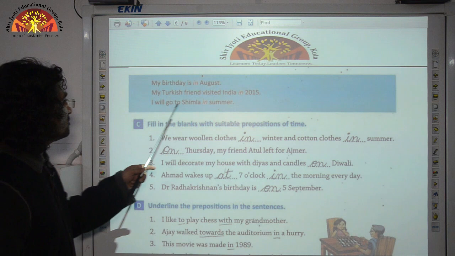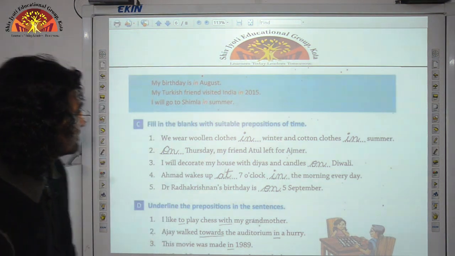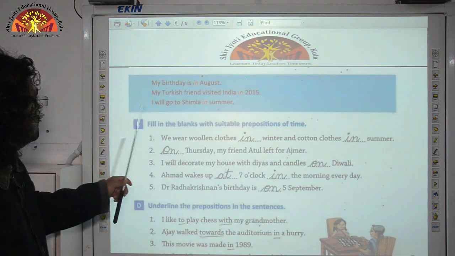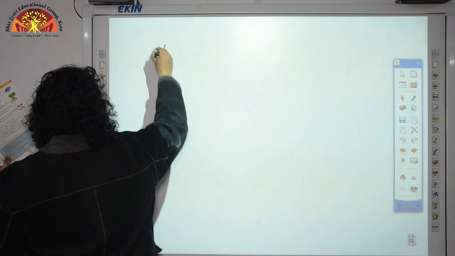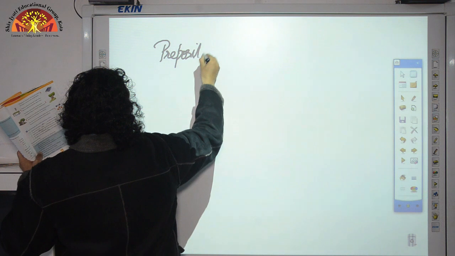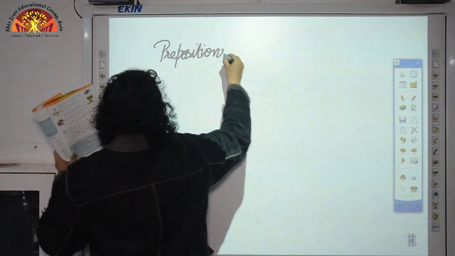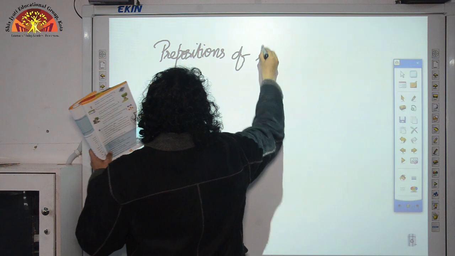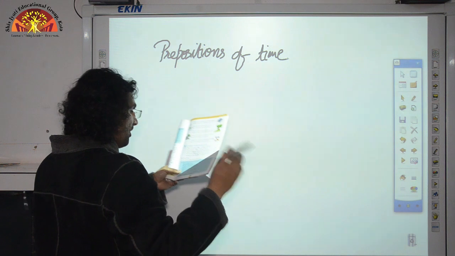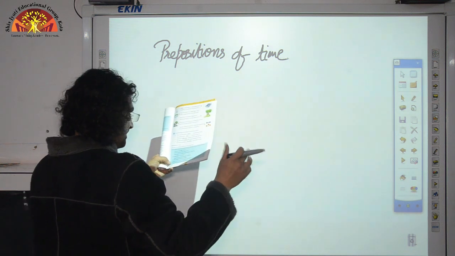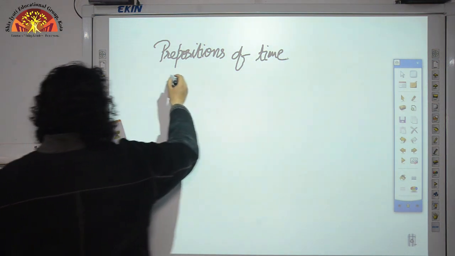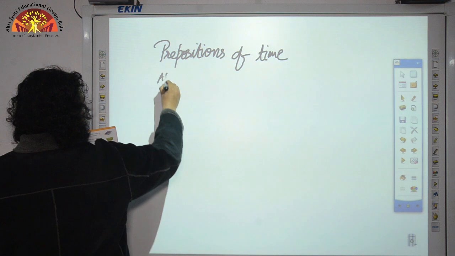I will go to Shimla in summer. Summer season, winter season, rainy season. I will go to Shimla in summer. Okay? Pay attention. Prepositions of time. What are those? At, on, in mainly. So first we are seeing some examples of at, which we discussed already.